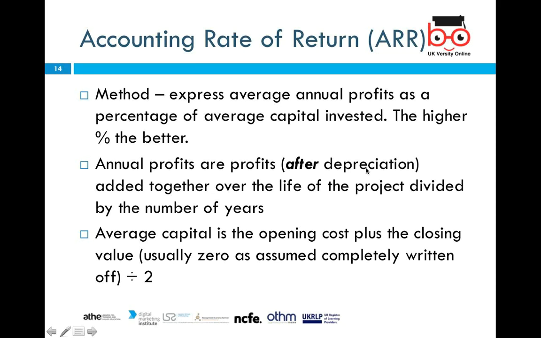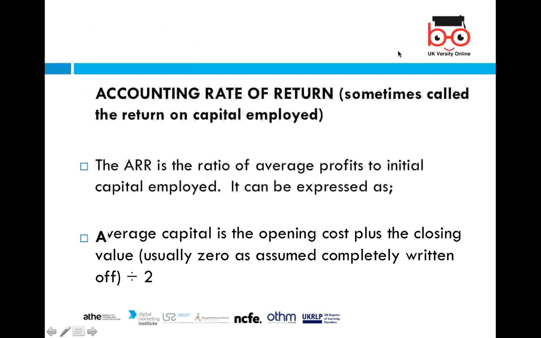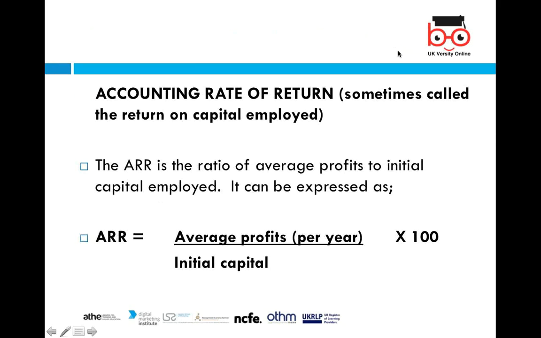And annual profits are profits after depreciation, added together over the life of the project and divided by the number of years. And the average capital is the opening cost plus the closing value, usually 0 as it is assumed completely written off, divided by 2. That's the average rate of return method by calculation. Sometimes it's called the return on capital employed ratio.